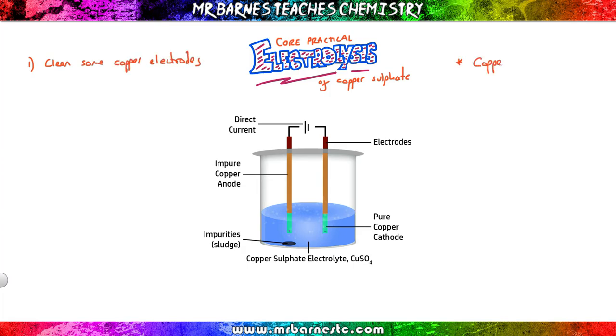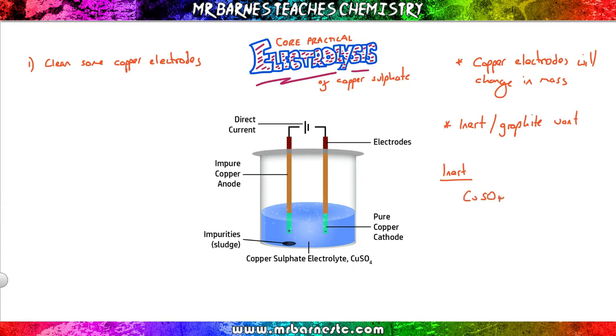The reason that we're using copper electrodes is they will change in mass. And what we can do is take dirty, impure copper and purify it. If you were to use inert or graphite electrodes, they won't take part in the reaction. So because they don't change in mass, they don't take part in the reaction, normal electrolysis occurs.